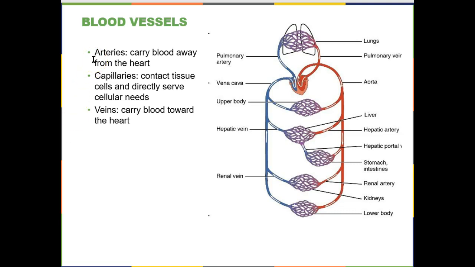An artery is anything that carries blood away from the heart. So generally we think of the arteries as being red because they're carrying oxygenated blood away from the heart. And a vein is anything that carries blood toward the heart. And then in between the two, you have capillaries that connect veins.